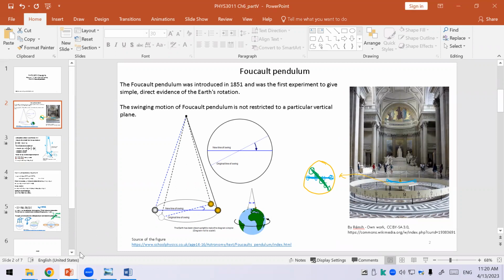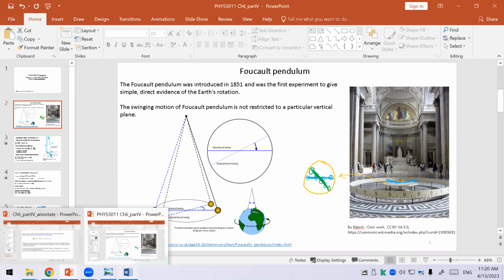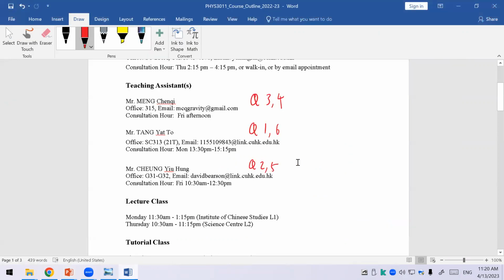One thing I want to mention also is that you may help me to tell your friends: if they didn't come today and they want to get back their exam paper, tell your friend to go to the TA, Mr. Tang. Go to his office to get back the paper.